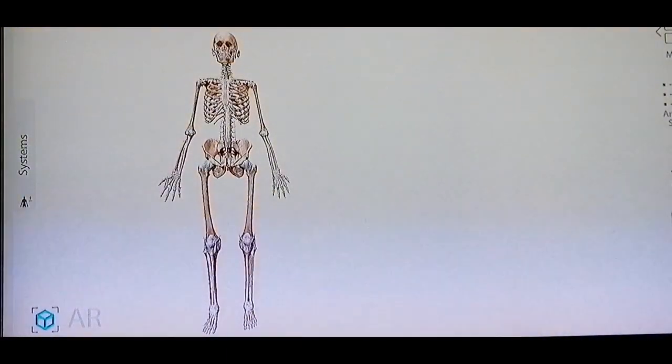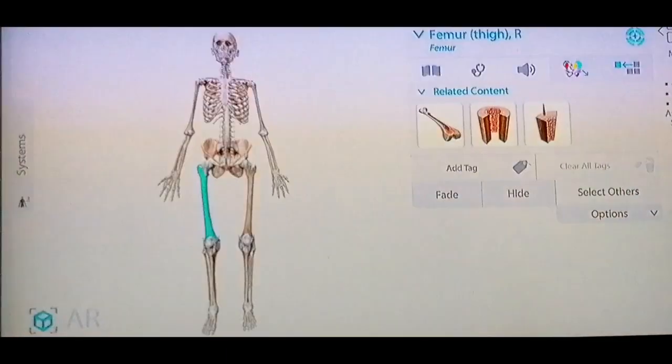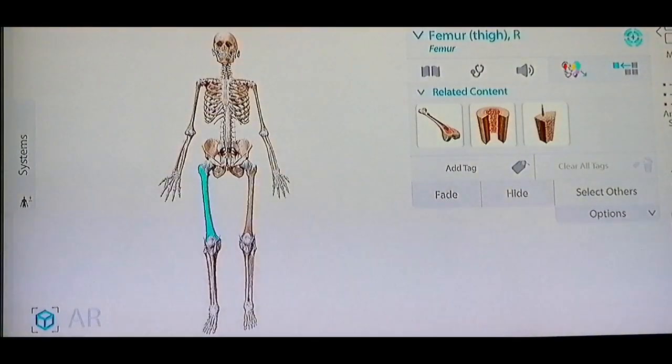In this lecture, I am talking about the femur. Femur is a long bone. It articulates superiorly with the pelvic bone at the hip joint, and inferiorly with the tibia and patella at the knee joint.